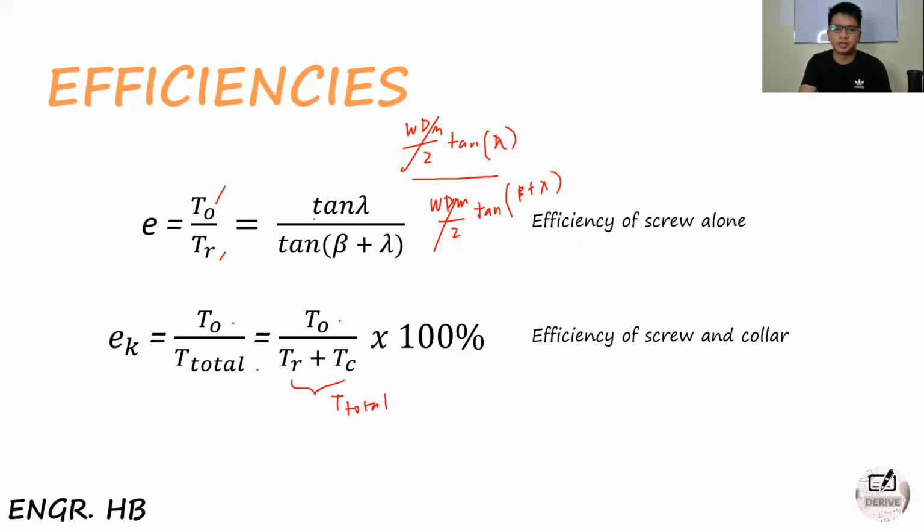And as you can see, guys, TR dito, meron ka lang TR dito, at dagdagan mo lang TC na pwede mong masabi that the efficiency with the collar is lower than the efficiency of the screw alone. Why? Kasi TR lang yung nasa ilalim mo dito, tapos biglang madadagdagan ng TC dito, which is lalaki yung denominator mo, making your efficiency lower comparing to this. So, mamaya, tingnan natin kung tama.